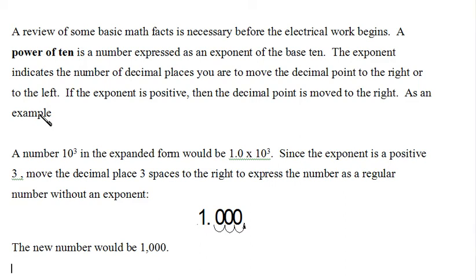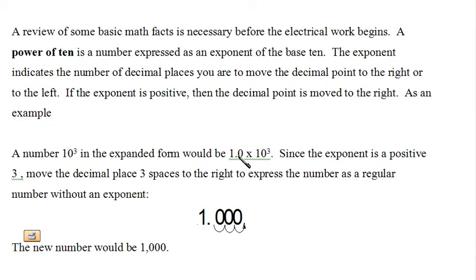As an example, if you have a number 10 to the third, in the expanded form would be 1 times 10 to the third. Since the exponent is a positive 3, move the decimal place 3 places to the right to express the number as a regular number without the exponent.